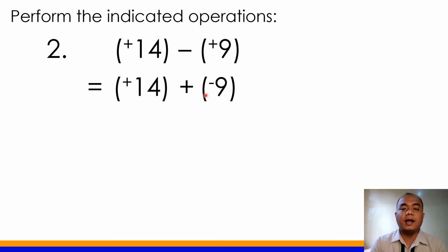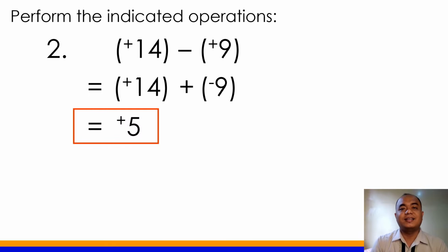Ngayon, magkaiba ang kanilang sign. So kung magkaiba yung sign, magsasubtract tayo. That is the ruling in adding integers. So 14 minus 9, how much? Yes, 5 na lang. Ano ba yung mas malaking absolute value? 14 o ang 9? Yes, 14. So, ano ba yung sign ng 14? Yes, positive. So, positive 5 yung tamang sagot.